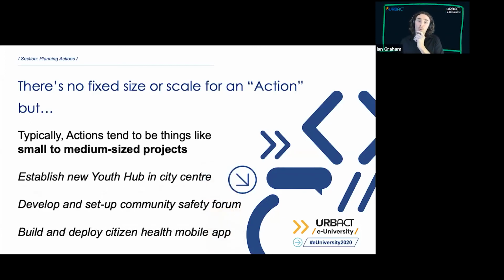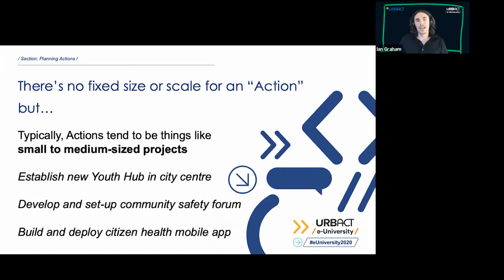So some examples might be establishing a new youth hub in the city centre, developing and setting up a community safety forum, or building and deploying a citizen health app, for example. I say there isn't a fixed size or scale, so there's a bit of judgment to use in there. So that's what we mean when we're talking about an action. It's some sort of small to medium sized project, for example.